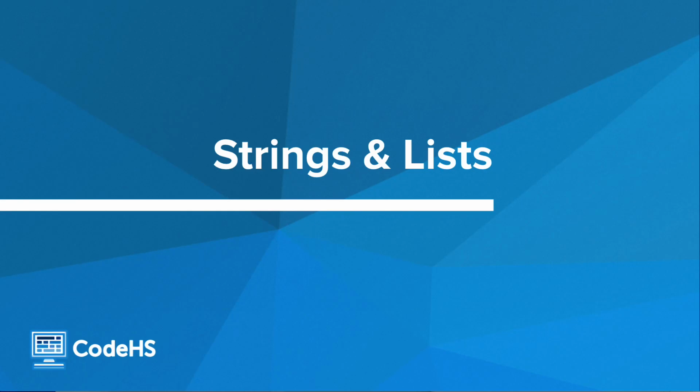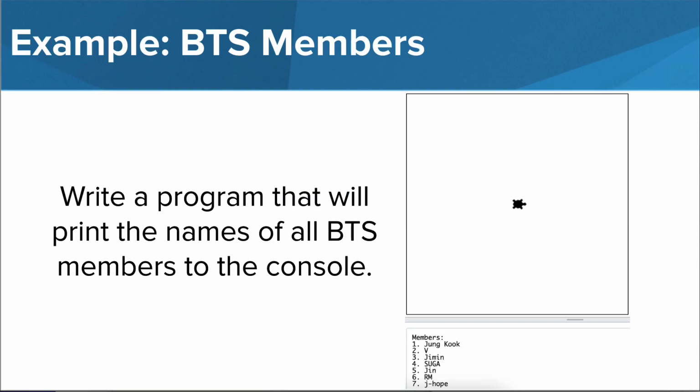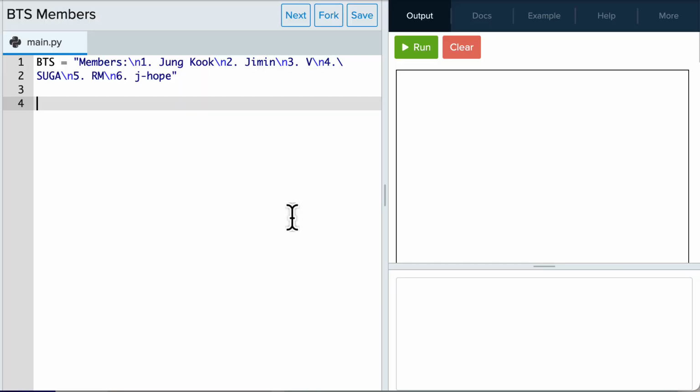Let's take a look at an example in the editor. In this program, we're going to use these methods to update a string that will print all the names of the members in the band BTS. Here I have a string with the members of BTS. You can see that new line characters are being used to print these values, each on a separate line, even though they're all saved in one string variable.